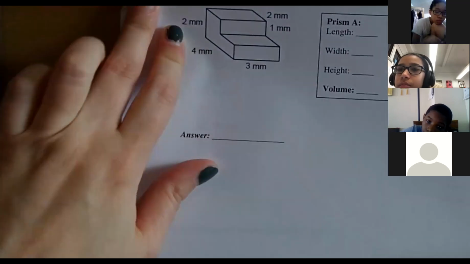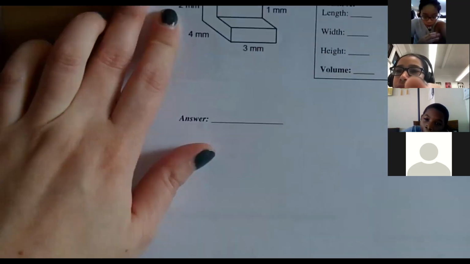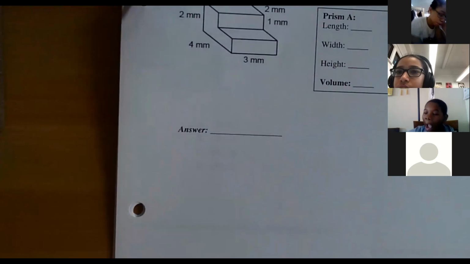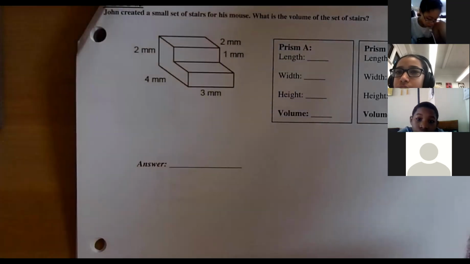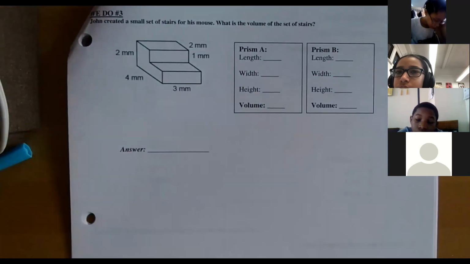Let's try another one. I think this will help us with some practice. Okay, so it says, John created a small set of stairs for his mouse. What is the volume of the set of stairs? How do you want me to break this up, Mariama?